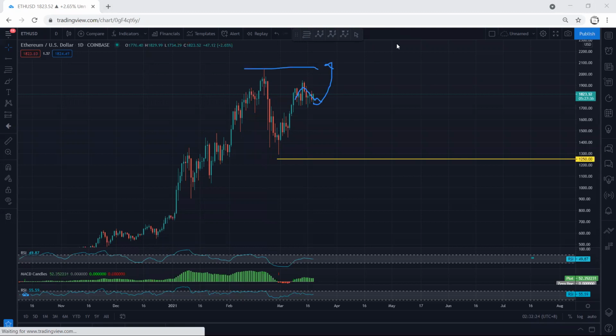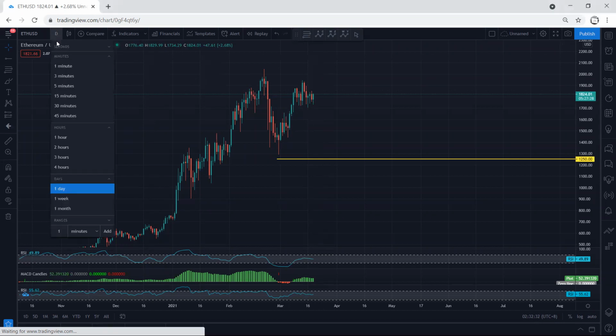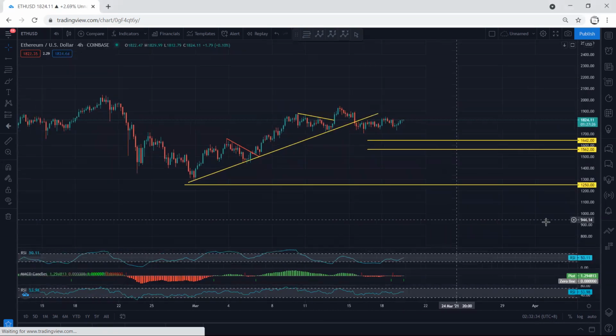Okay, but based on the daily chart, we have nothing else to talk about. The only thing is we want to see how complex this correction can be. In this case, we move to the four hour chart.